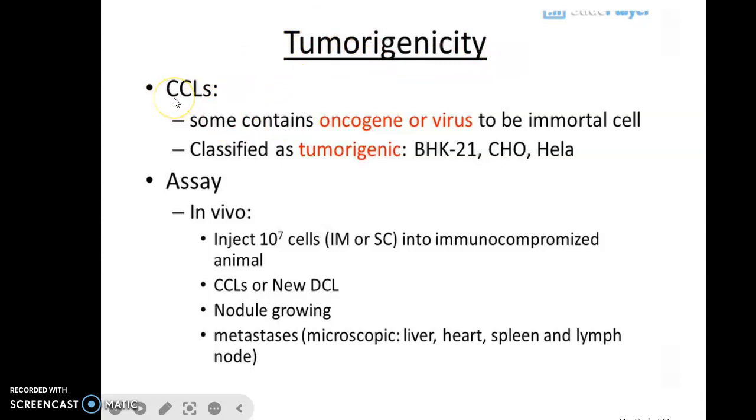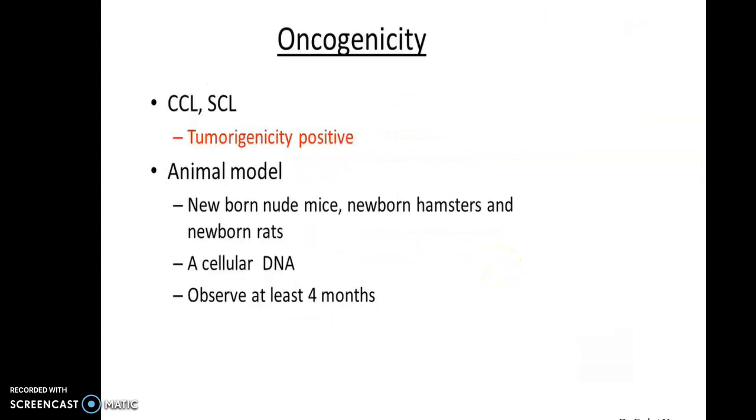Tumorigenicity: in case of CCLs or continuous cell lines, some contain oncogenes or viruses to be immortal cells and are classified as tumorigenic. Different assays can be used for analysis of tumorigenicity. In case of in vivo, you can inject cells into immunocompromised animals, and for CCLs or new DCLs, you can check nodule growth and metastasis, and analyze the tumorigenicity.